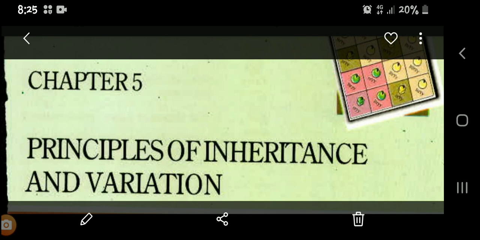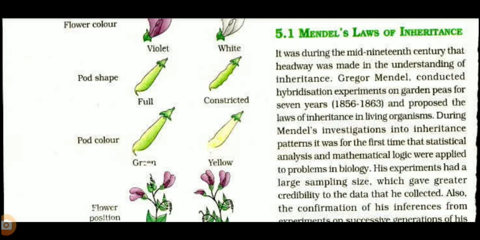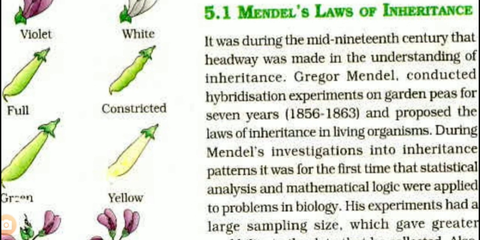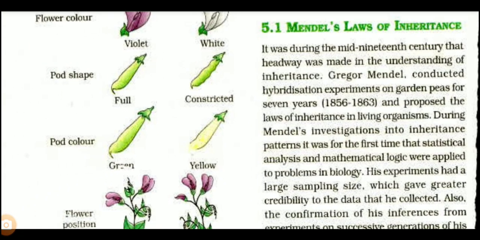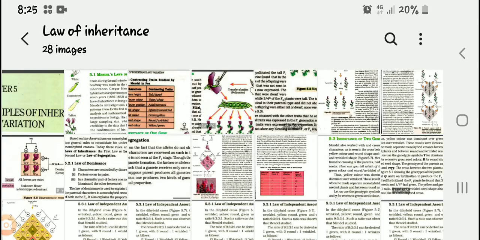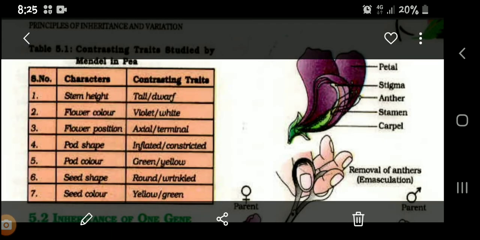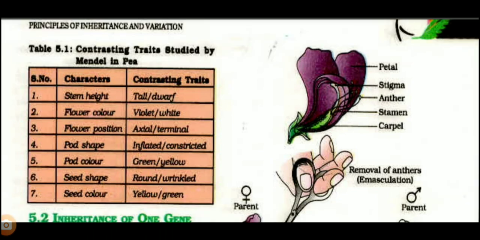Good morning, students. We will start chapter 5, the principles of inheritance and variations. Under this chapter, we will revise the laws of Mendel. The first law of Mendel is the law of inheritance. During inheritance, he used 7 characteristics to prove his laws.